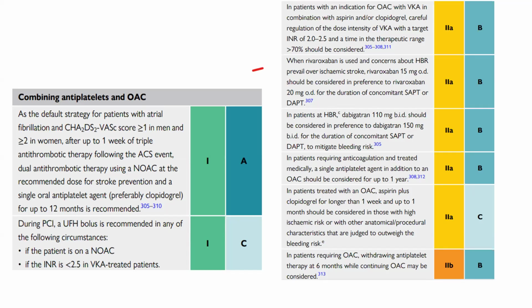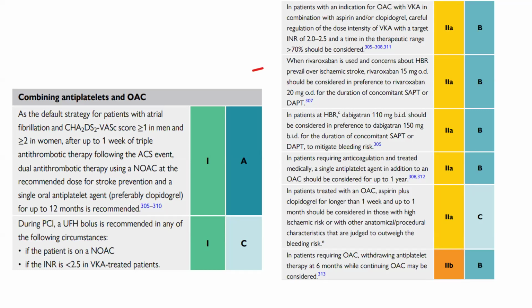If the risk of bleeding is moderate, then you can do up to a month before taking out one antiplatelet and doing oral anticoagulation with a single antiplatelet therapy. And in that context, clopidogrel is preferred because it has a lower risk of bleeding as a single antiplatelet when combined with anticoagulation. During PCI, unfractionated heparin bolus is recommended in any of the following circumstances: if the patient is on a NOAC, or if the INR is less than 2.5 in vitamin K antagonist treated patients.